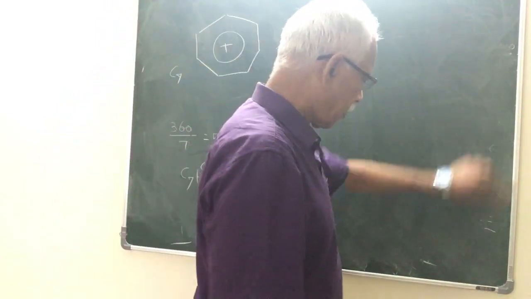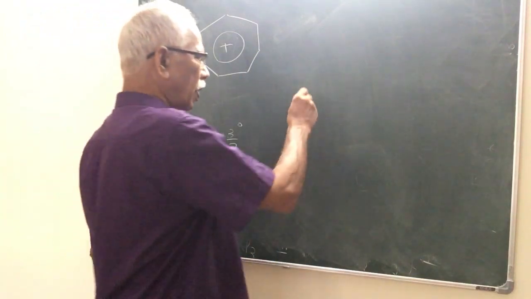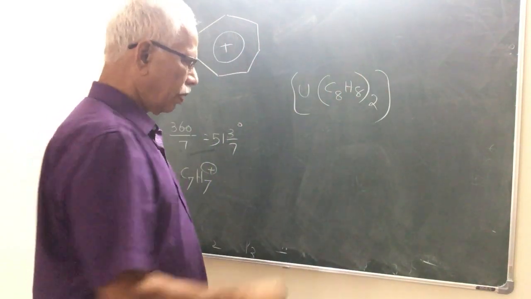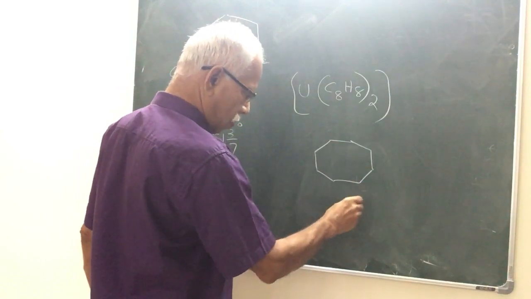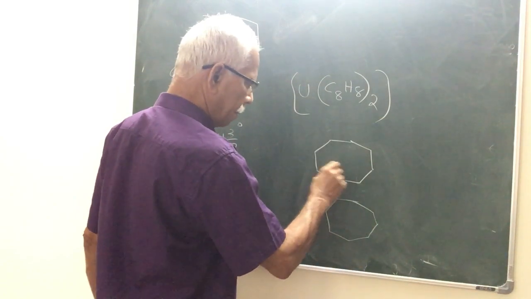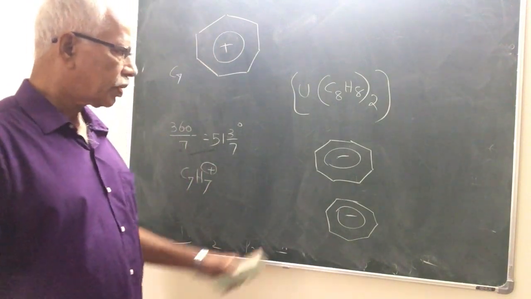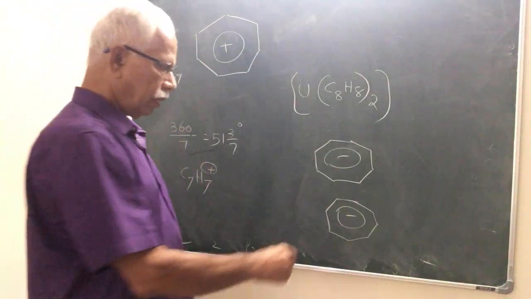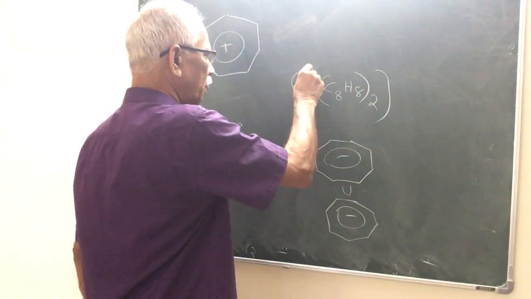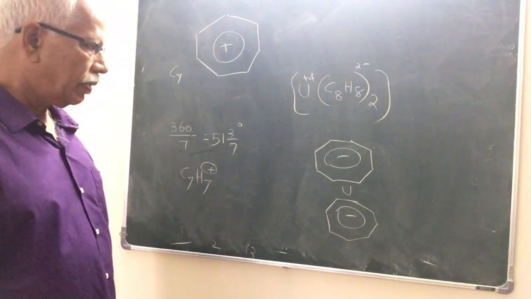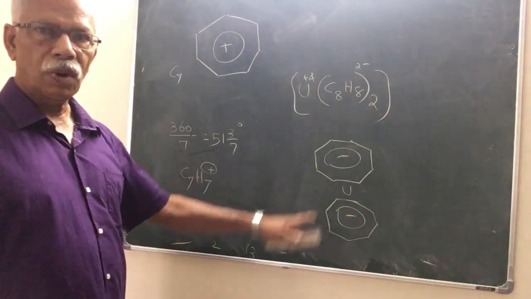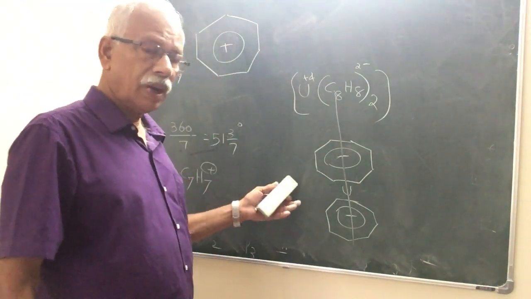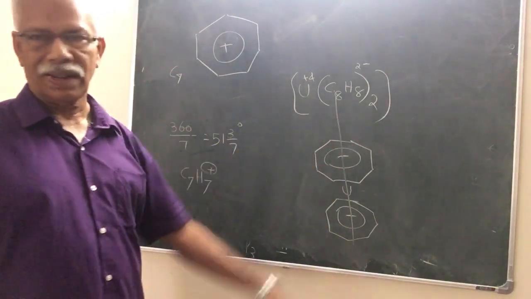There is a complex, a sandwich compound of formula U(C8H8) twice, with rings of 1, 2, 3, 4, 5, 6, 7, 8 carbons. The rings are the cyclooctatetraene dianion, sandwiched with uranium between them. Uranium is in the plus 4 state, and these two rings are negatively charged. It is a non-benzene aromatic system, obeys Huckel's rule, and whether eclipsed or staggered, it will have a C8 axis.